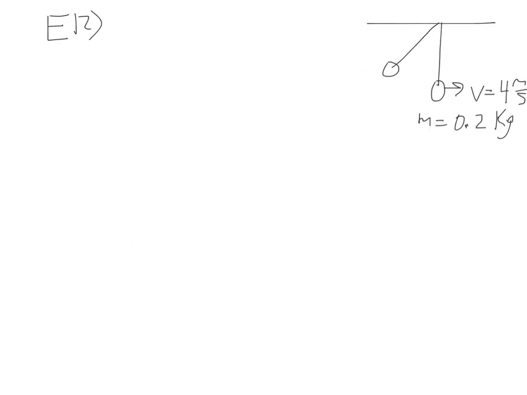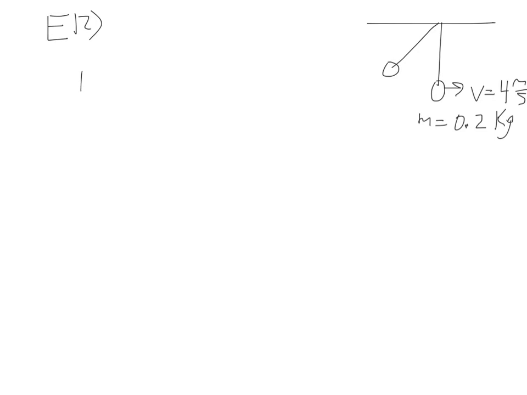In exercise 12, we have another pendulum, and we've pulled it back to some height and released it, and when it gets to the bottom, when it has its maximum kinetic energy and minimum potential energy, it has a velocity of 4 meters per second. And we are also given that the pendulum bob is 0.2 kilograms, so that's the mass of the pendulum.